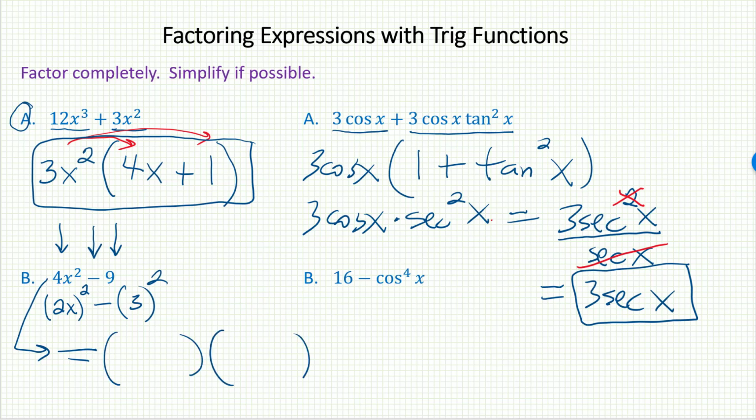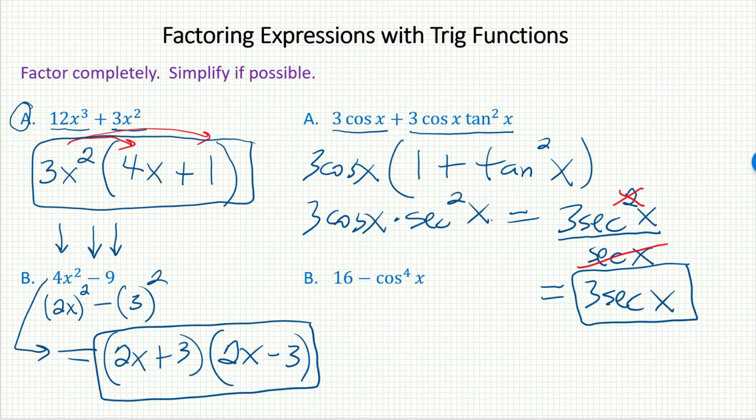The pattern always goes a plus b, a and b are the pieces being squared, and a minus b. A plus b, a minus b. Here would be the final answer to this factoring problem. Of course, you could FOIL it out to convince yourself that we did it correctly. Well, it's the same thing when trig is involved.